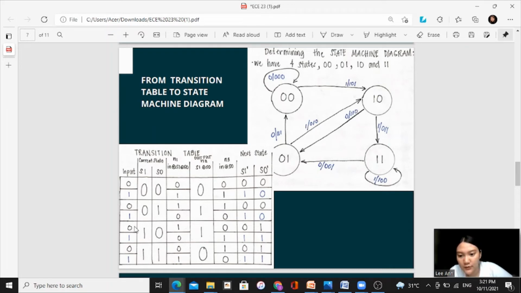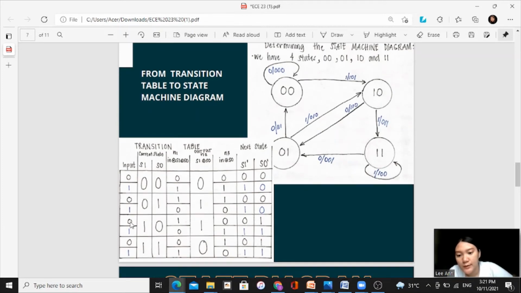Next is the input 0 at the current state 1, 0. It is going to be shifted into 0, 1. So from the 1, 0 state, it is going to be in the next state 0, 1. Since the input is 0, the output would be 1, 1, 0. So we're going to put the rate in here.